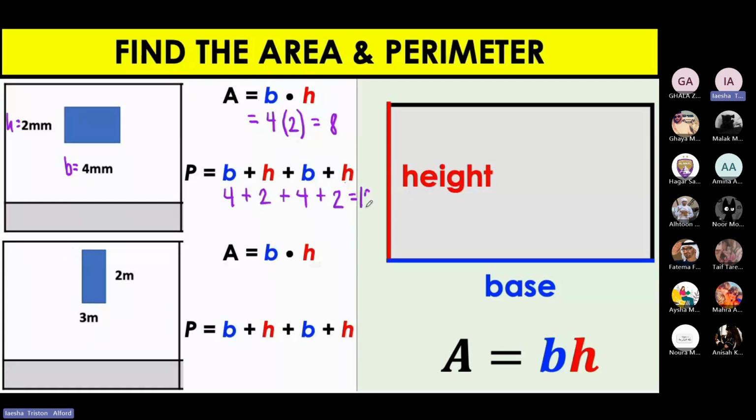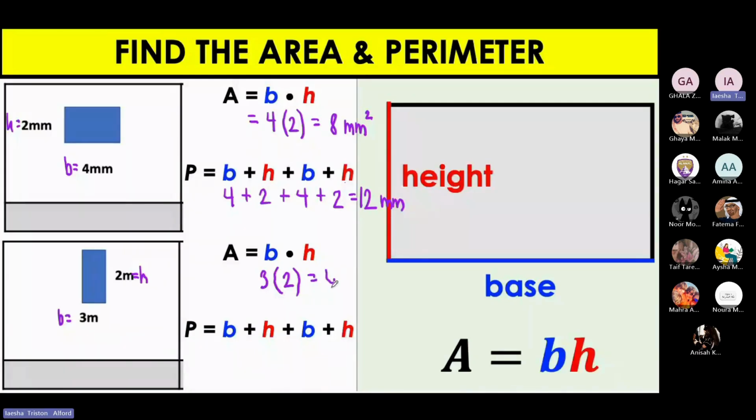You guys have a calculator, right? So here, area is in millimeters squared, and perimeter is in millimeters. This one, the base is 3. The height is 2. So 3 times 2 makes 6 meters squared.